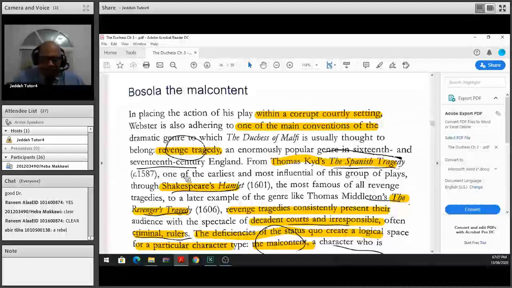With Bosola, it's different. Bosola, for all the degradation that he represents, for all the corruption that he stands for, he still has good redeeming points. He has the welfare of the government and the welfare of the entire country in mind, as we're going to see in a minute.